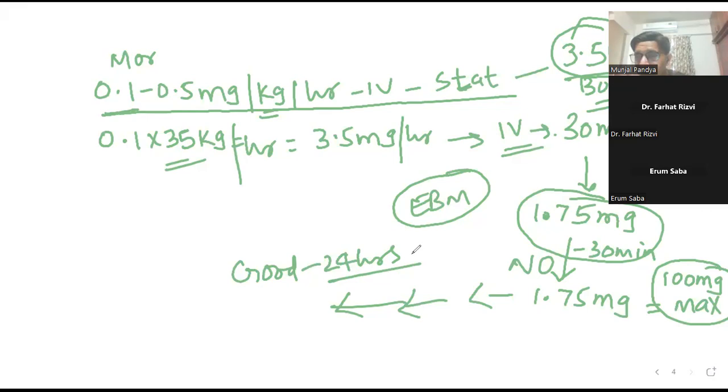Sir, I will discharge on oral painkillers. Like? Sir, NSAIDs, codeine or acetaminophen? Why can't you give the morphine?